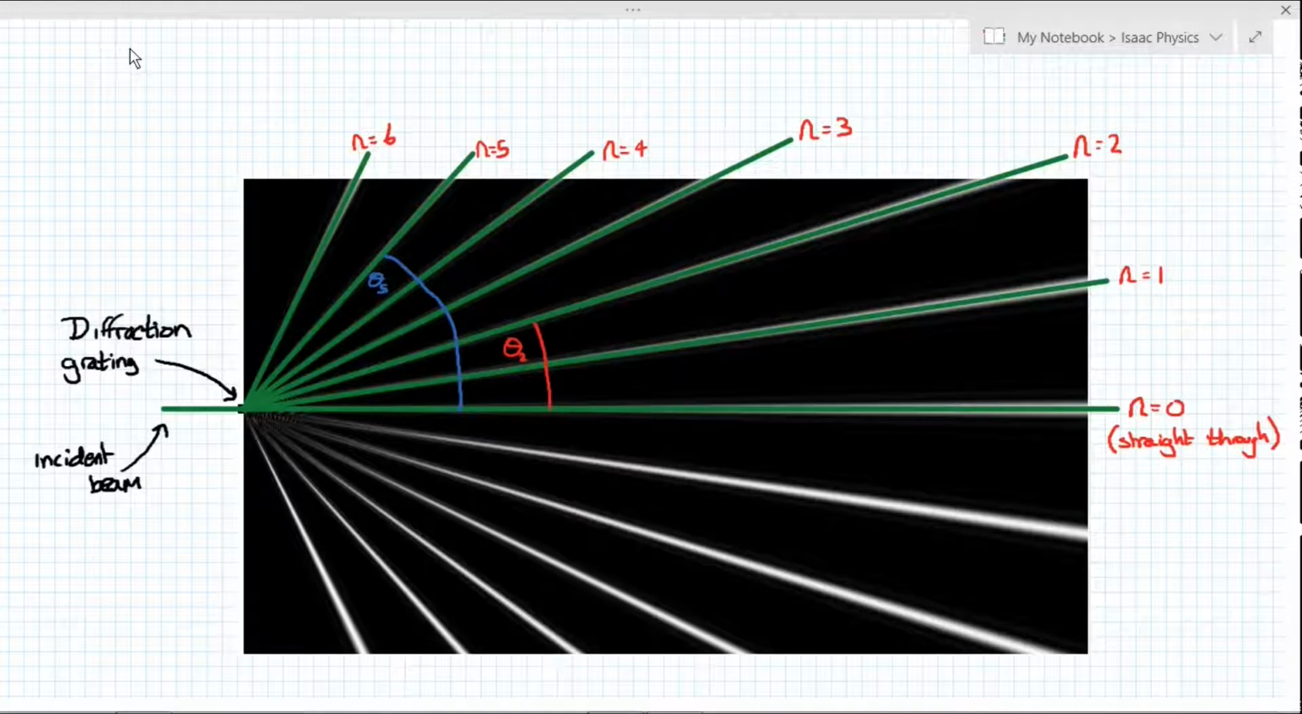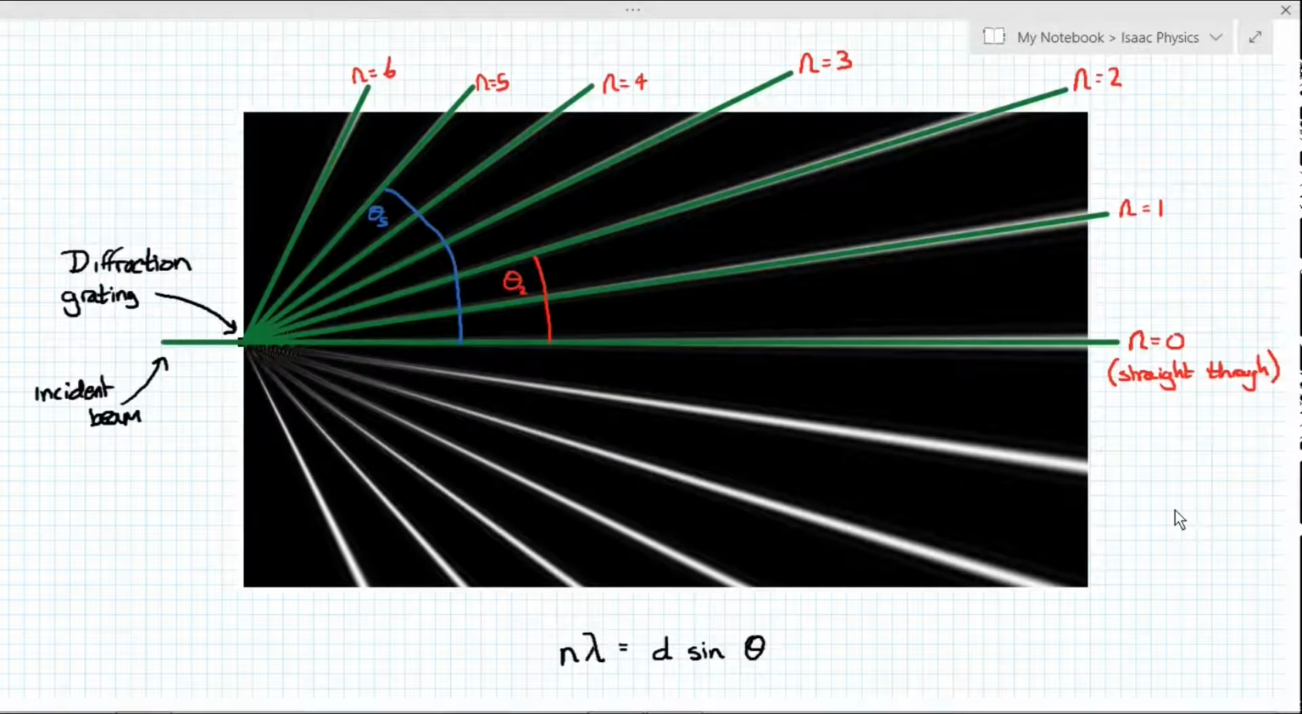The straight through beam is numbered order 0, n equals 0. And we increase order as we move further from that straight through beam. The angle is measured between the straight through beam and the order, and I've shown here the angle for the second order in red and the angle for the fifth order in blue. You can see from this diagram that there are 13 spots that would be visible at some distance from the diffraction grating, because there are 6 orders to the top, 6 orders to the bottom, and the straight through beam. Added together that makes 13 spots.